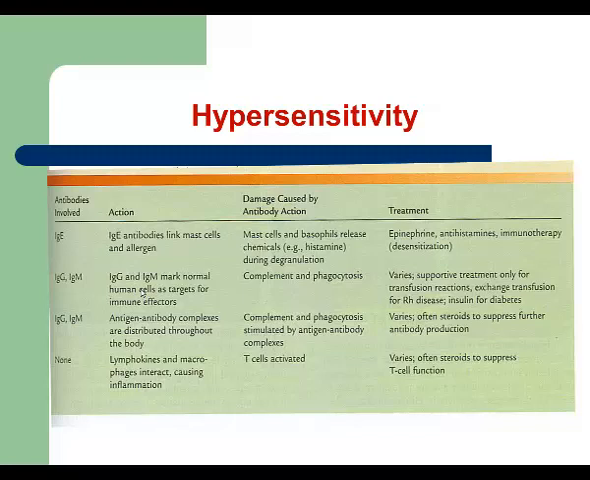Treatment. Actually, treatment depends on the type of type 2 reaction, and we usually offer supportive treatment, also called symptomatic treatment, to those patients. For example, we can use exchange transfusion to treat hemolytic disease of the newborn, or we use insulin to treat diabetes.